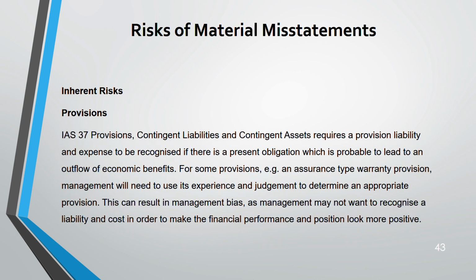Third, provision. According to IAS 37, you can recognize a provision, liability, and an expense if there is a present obligation for an outflow of economic benefits. For example, let's say an assurance type warranty provision is there. When you're giving an assurance type warranty provision, management has to use their expertise and their judgment here.